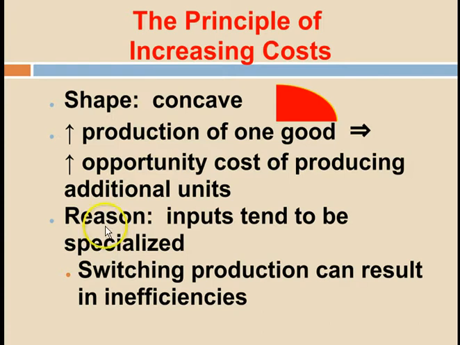But basically what this slide is telling us is that when we choose to produce more capital goods, we're going to lose more consumer goods. And the reason for that is because both capital and consumer goods are very specialized. It takes a lot of energy, money, and time to switch from producing one to the other. And so that switching of the production can really result in a number of inefficiencies. And I'll talk a little bit more about that later.